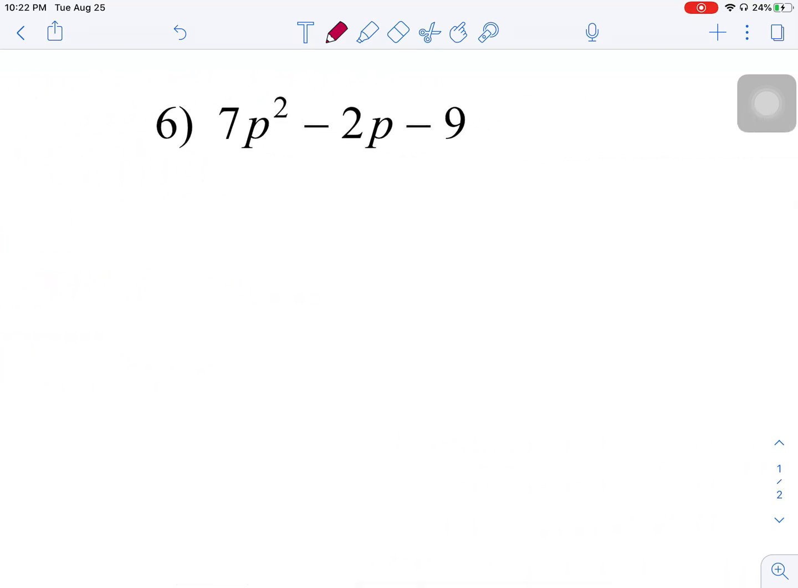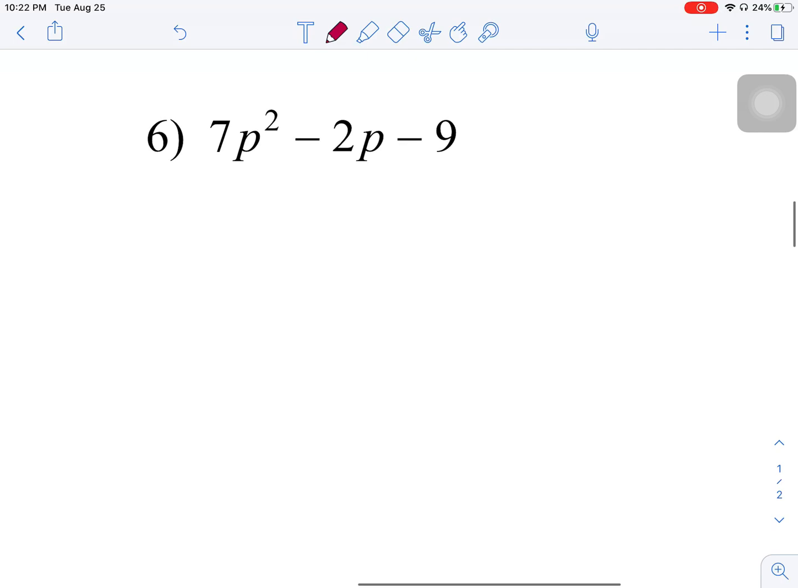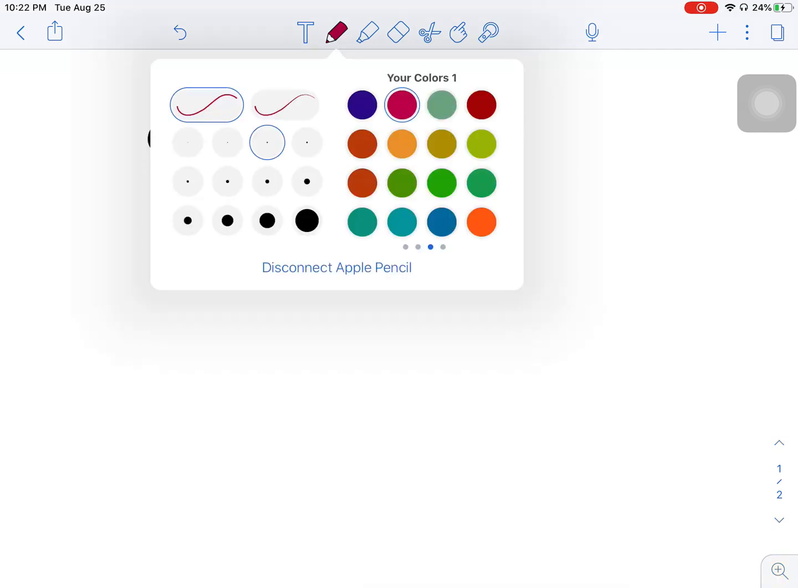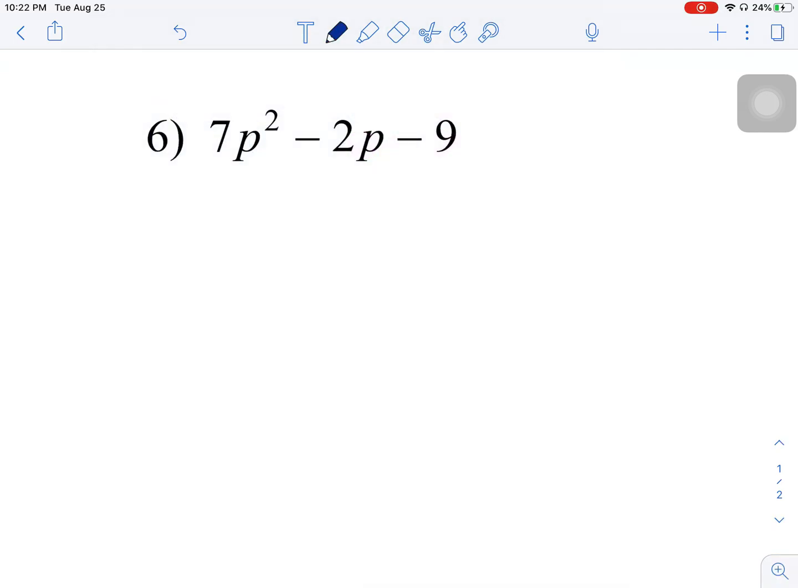So let's say you look at this and you're like, I'm not going to try and guess and check that. Okay, that's fine, don't. So the other method is if you take your A value times your C value. So off to the side here, I'm going to do 7 times negative 9, and that should be negative 63. So what I want are two numbers that multiply to negative 63 and add up to my middle term of negative 2.